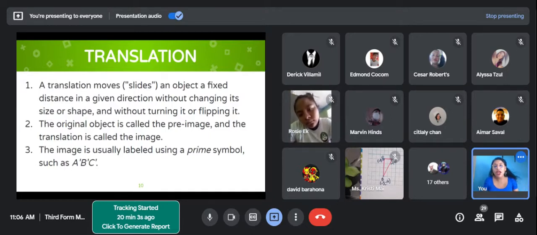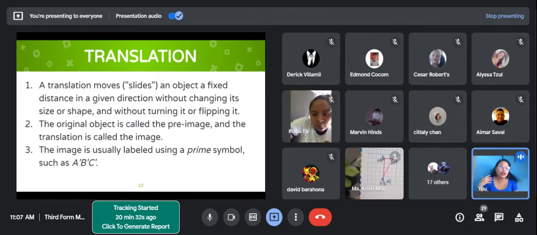A translation slides an object a fixed distance in a given direction without changing its size or its shape. So when you talk about translation, you have a right angle triangle, for example. I'm going to take that right angle triangle exactly how it is, and I'm just going to slide it somewhere. I can slide it up, down, to the right, to the left, or a combination of those things.